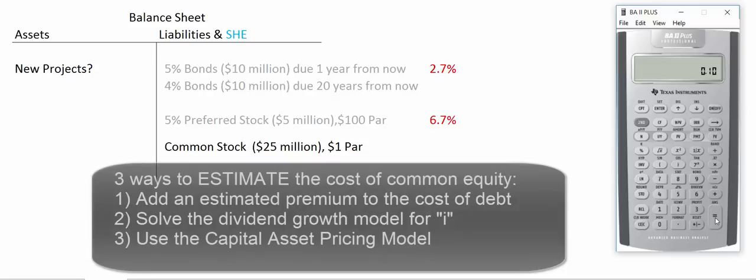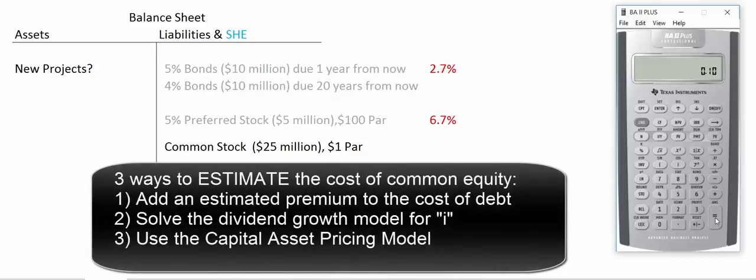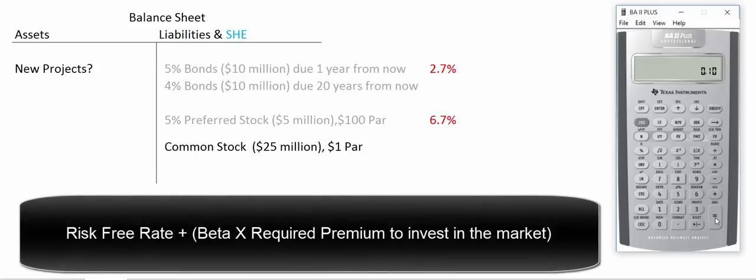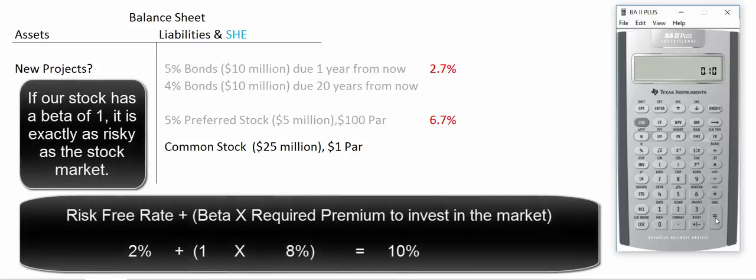The other way to do it might be to look at the capital asset pricing model. So let's pretend like the risk-free rate is 2% and the premium to invest in the stock market as a whole is 8%. So we take the 2% risk-free rate plus the beta of our stock, and let's say our beta trades just like the stock market, so it's beta 1. So 2% plus 1 times 8% gives us a cost of 10%.